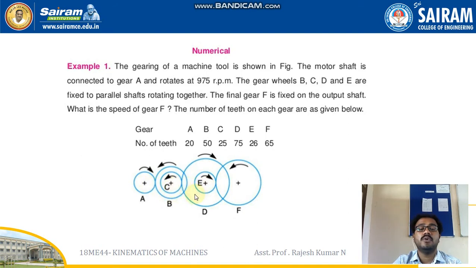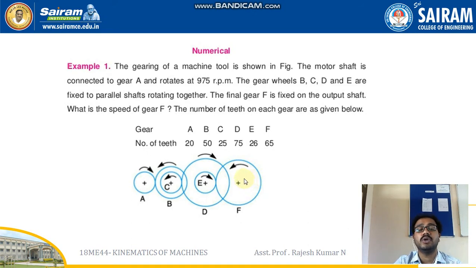We can see that we have two compound gears, that is BC and DE. Both these gears are mounted on the common shafts, where A is the driver and they have mentioned the speed of the driver, that is 975 rpm. The number of teeth of all the gears is given in the table: A is 20, B is 50, C is 25, D is 75, E is 26 and F is 65. So in this problem they asked us to find out the speed of the gear F.